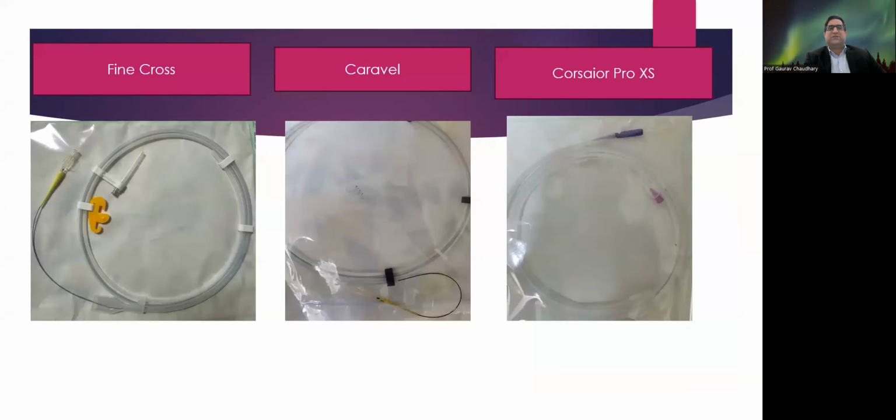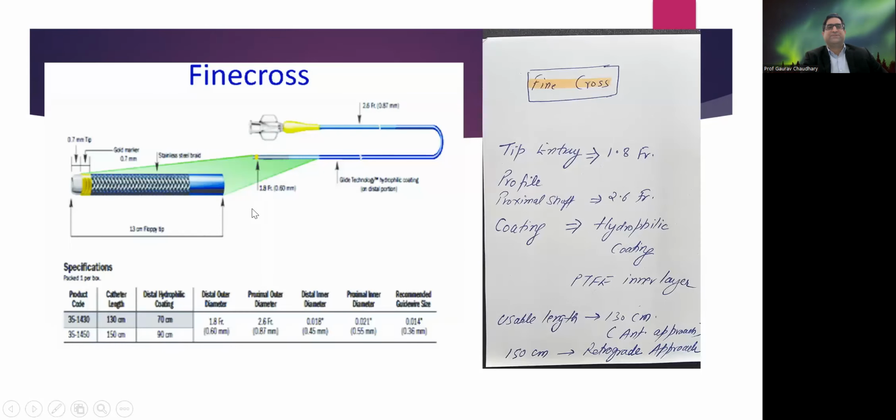They provide lateral support, and they help in negotiating the channels, or act as retrograde septal collateral channel dilators, like the Corsair Pro Access. There are a lot of microcatheters available, but I will focus mainly on the most commonly used ones: Fine Cross, Caravel, and especially Corsair Pro Access.